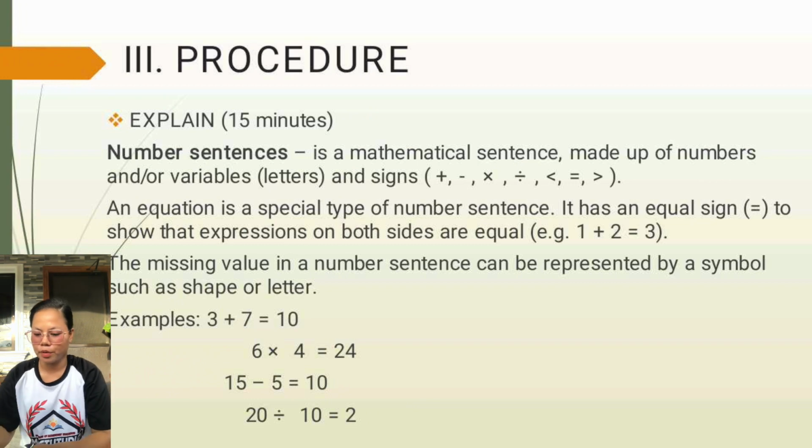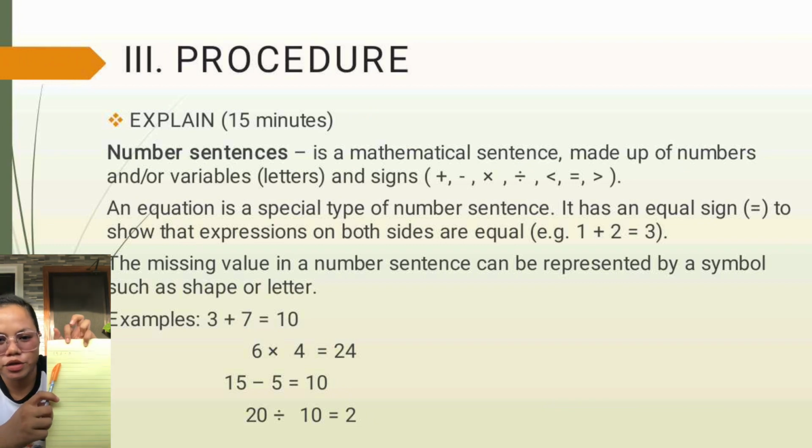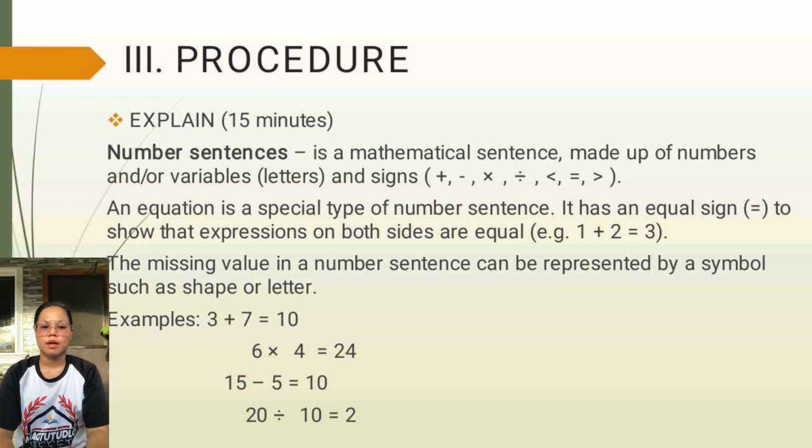So let's say for example, 1 plus 2 equals 3. Why is that equal? It is because 1 added to 2 equals 3. It is true that it equals 3, right? So 1 plus 2 equals 3. It is equal because if you add 1 plus 2, it is 3. It is not 4. So that is equal. And then the missing value in a number sentence can be represented by a symbol such as a shape or letter.